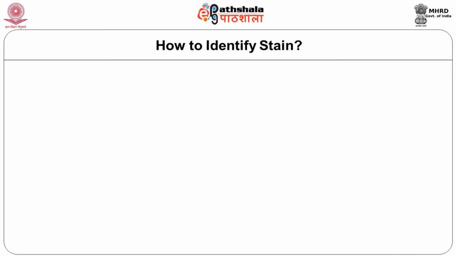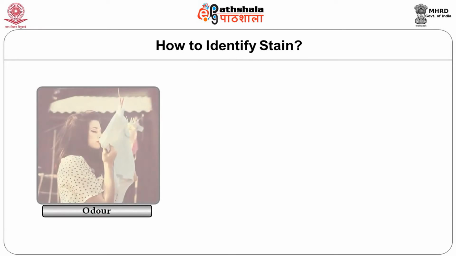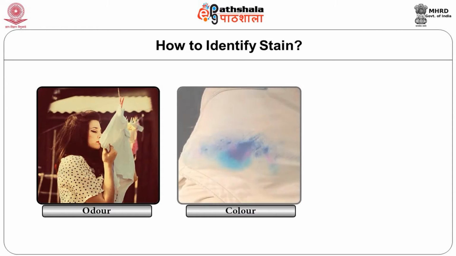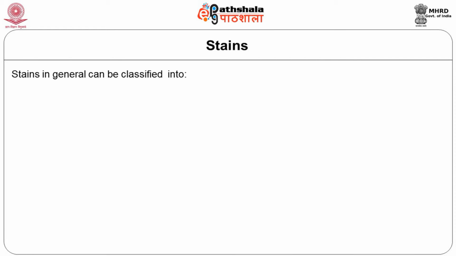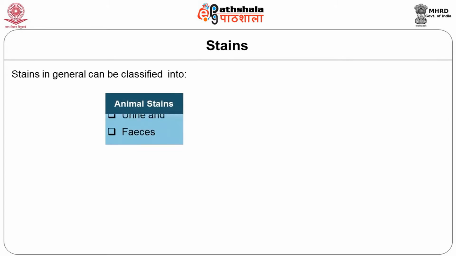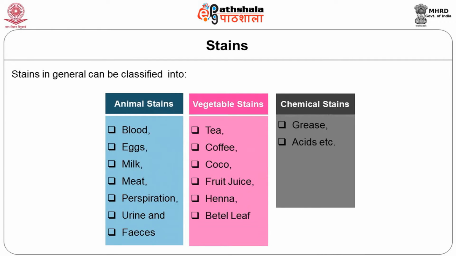How to identify a stain? A stain can be identified by its odor, its color, how it feels, and its location. Stains in general can be classified into animal stains, vegetable stains and chemical stains.